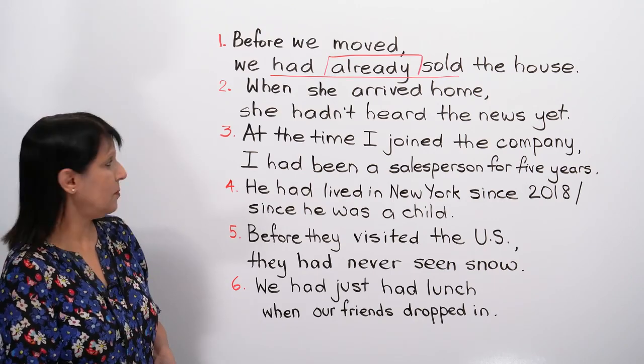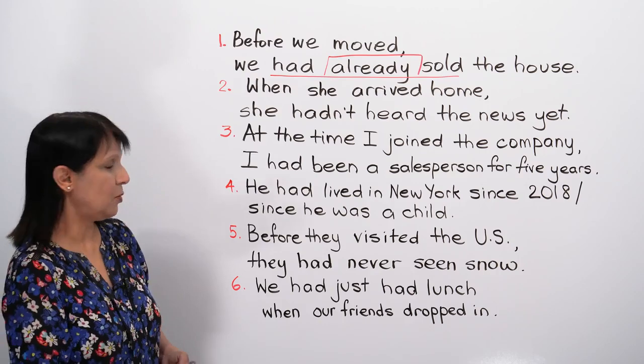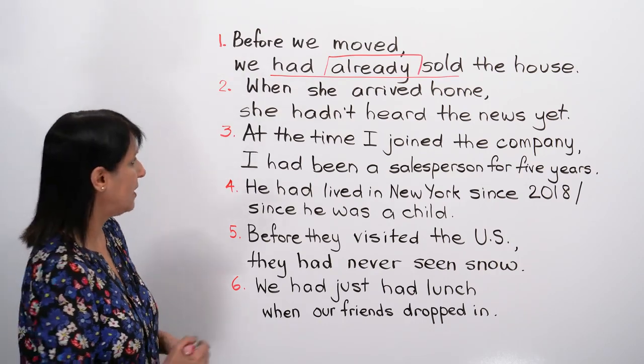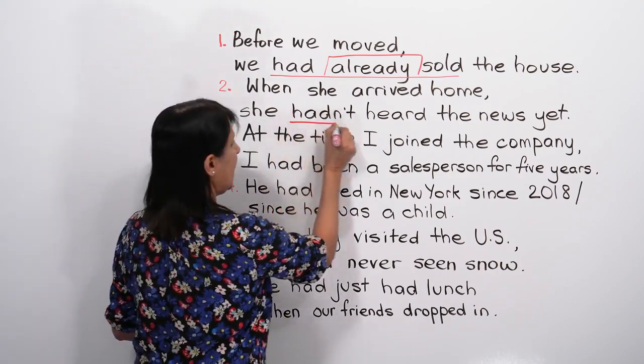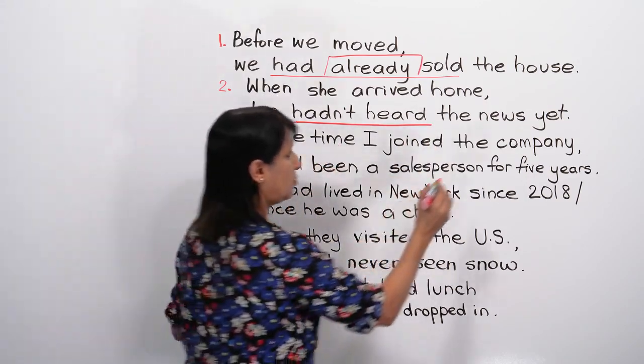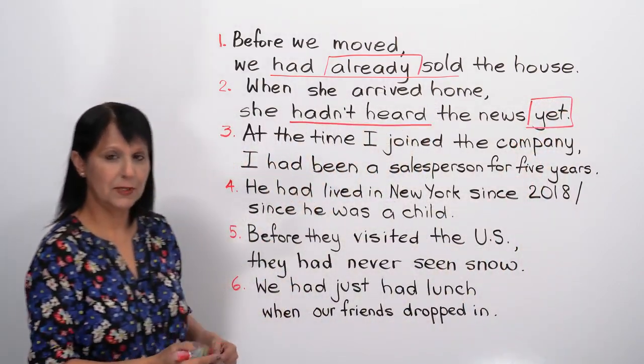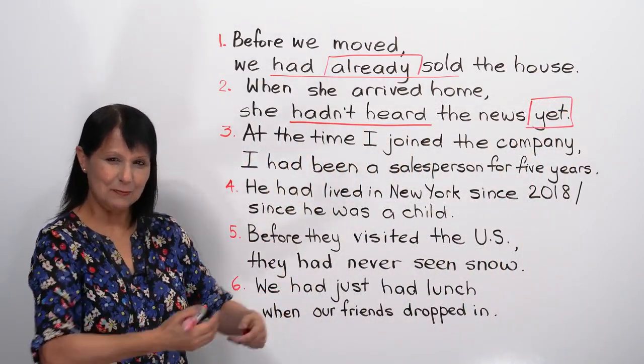Next, number 2. When she arrived home, she hadn't heard the news yet. So let's find the past perfect part. She had not heard. That's the past perfect. And the expression is yet. Means till that time. Okay?